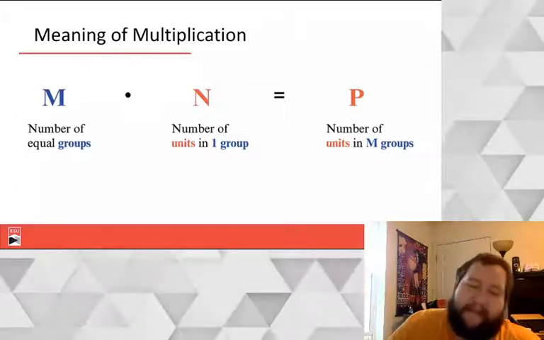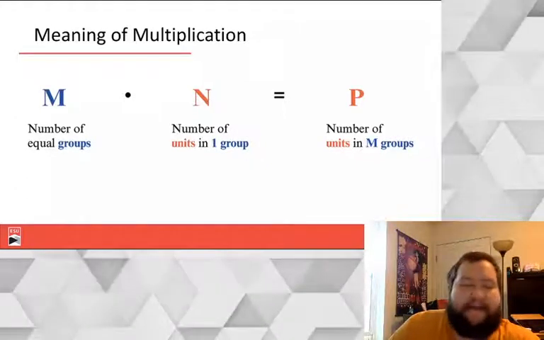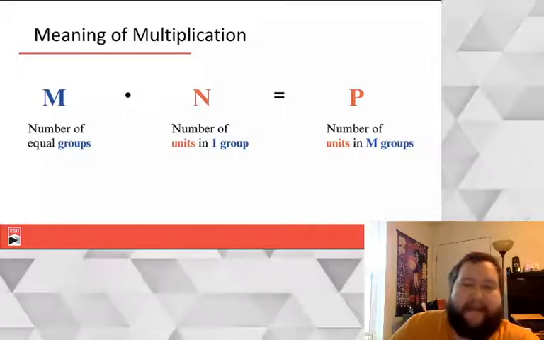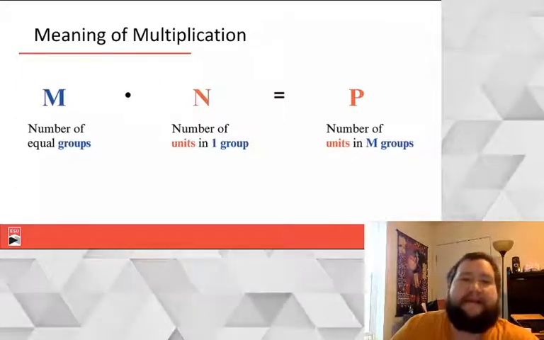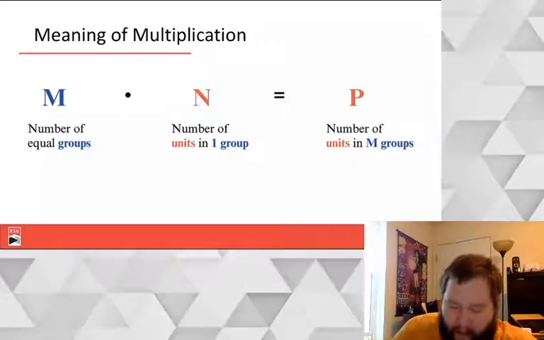Our old friend, the meaning of multiplication. M times n equals p means we have m groups of n size for a total of p units in those m groups.